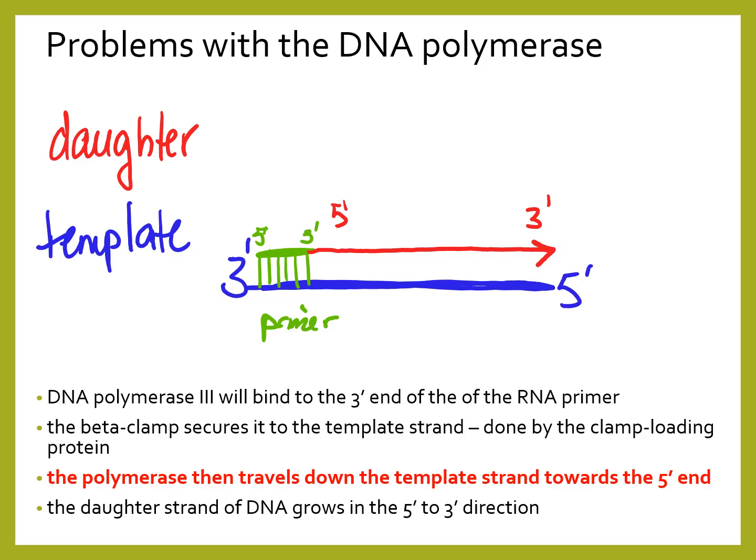I want to stress this again. DNA polymerase III is going to move down a template strand in the 3' to 5' direction. That's the rule. A DNA polymerase heads to the 5' end of the template DNA strand. It will physically bind onto the 3' end of the RNA primer, and it will look for the 5' end and head that direction. In doing so, you're creating your daughter strand of DNA and it's going to grow in the 5' to 3' direction.